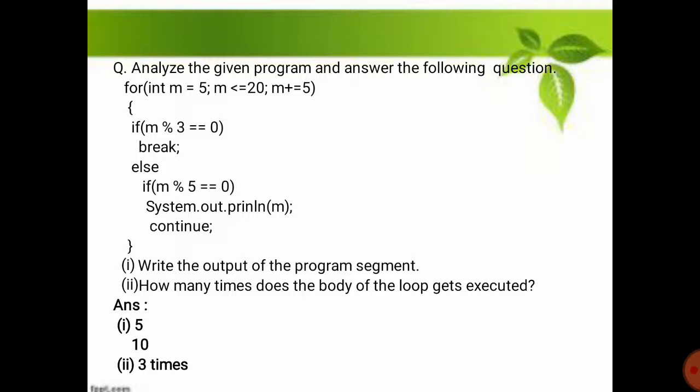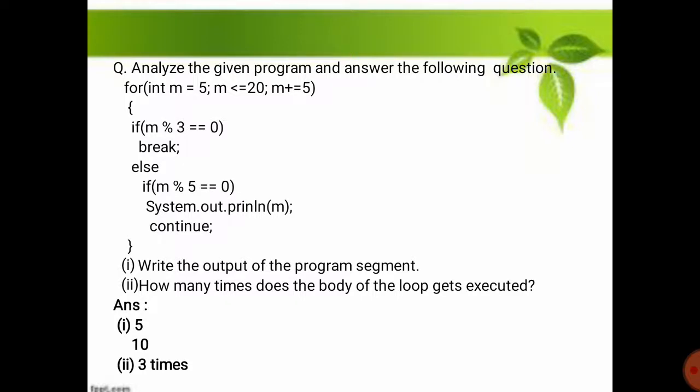10 is less than 20. Yes, then it comes inside the body of the loop and checks if 10 remainder 3 is equal to 0. No, the condition is false. So break is not executed, it again comes to the else part. If 10 remainder 5 is equal to 0, yes, this condition is true, then again it prints the value of 10, and then it continues, it forcefully continues the loop. Now the third time m is equal to 15, because each time m is increased by 5.